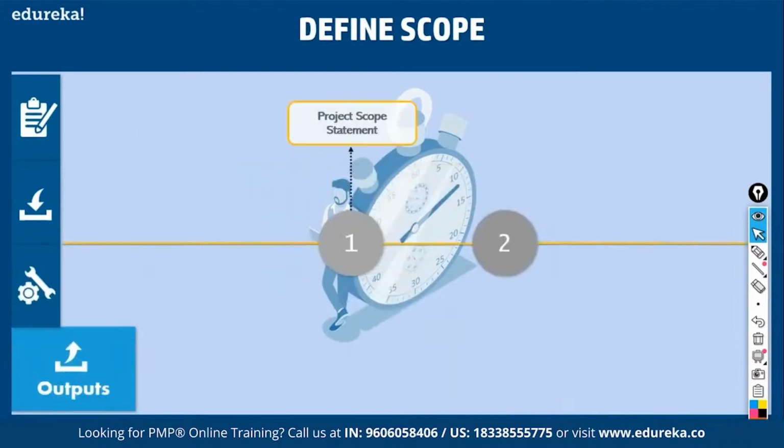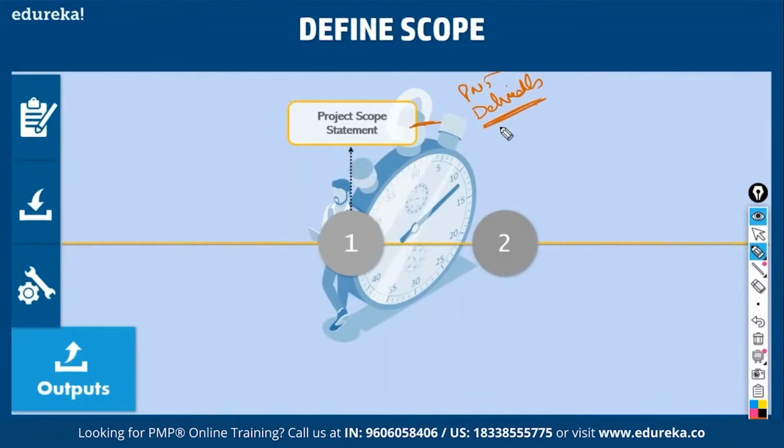Then the output of this process: we come up with a scope statement. The scope statement is an important document, the most important document. What does it tell us? It describes the project and the deliverables. What are deliverables? Any work products are deliverables. For example, when you collect requirements, you come up with requirement documentation. Requirement documentation is a deliverable. The scope statement is a deliverable. A gap document is a deliverable.